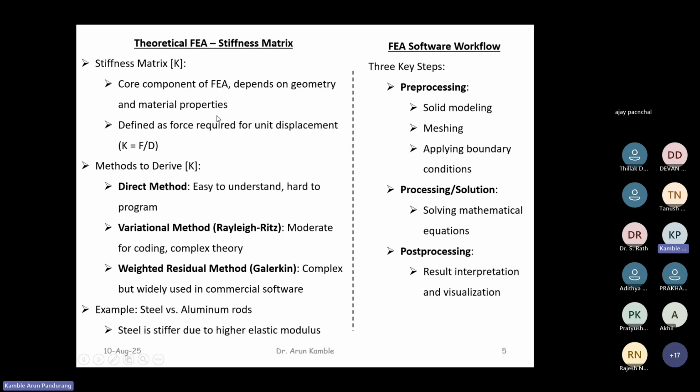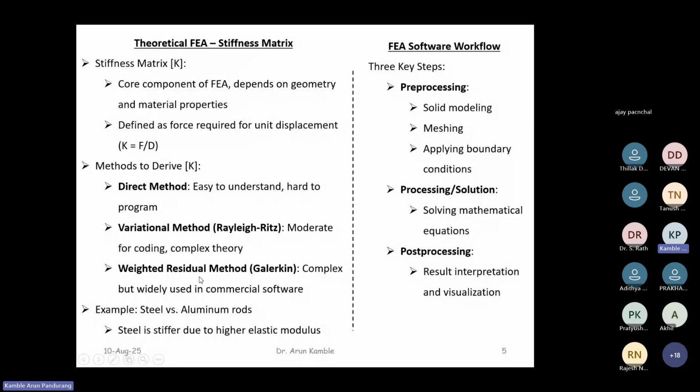As you know, stiffness is generally defined as the force required for unit displacement, F by D. There are various methods to derive the stiffness matrices. First one is the direct method, that is easy to understand but hard to program. The second one is the variational method, generally called the Rayleigh-Ritz method, which is moderate for coding but complex in theory.